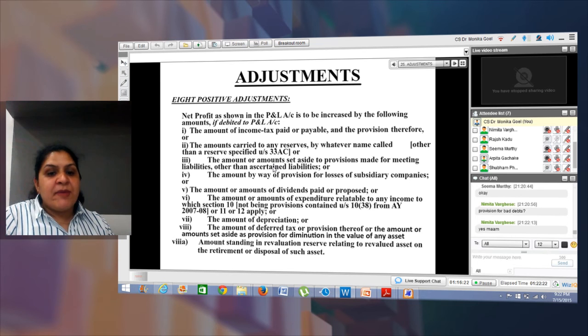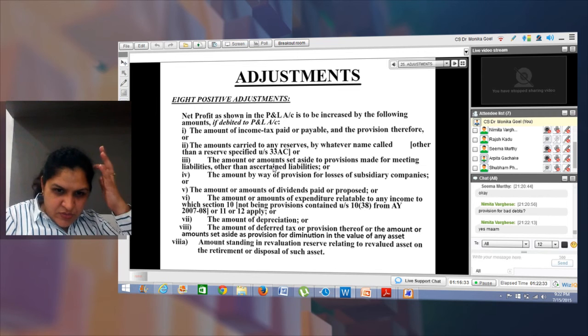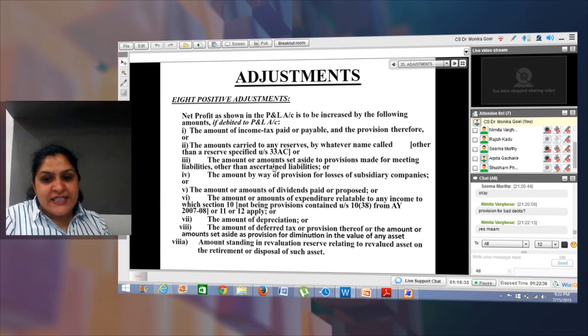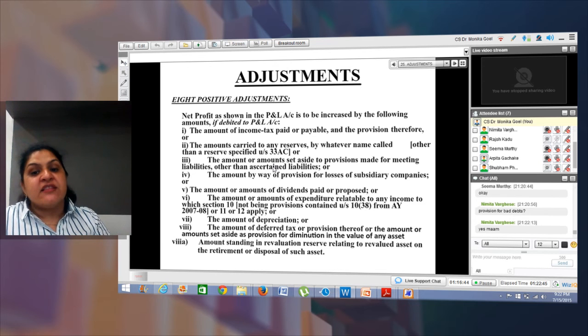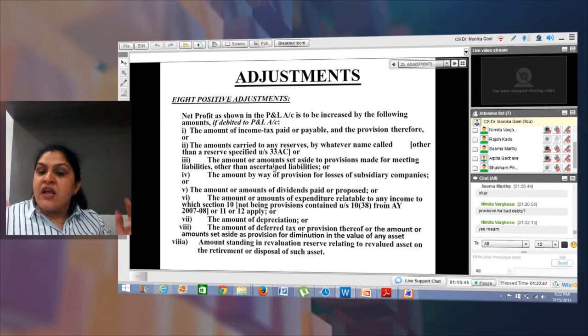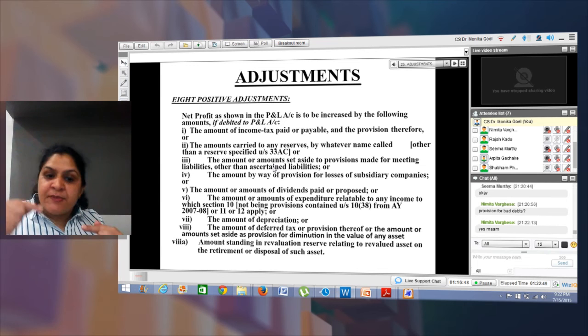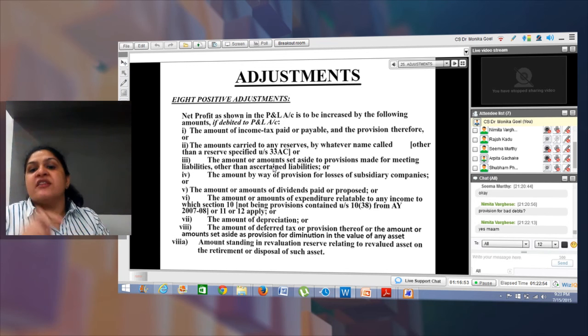So then an amendment was made. And a new clause number 8 was added, which said, no, just one second, not clause number 8, there was one more clause number 8 only, which says that the amount of deferred tax or provision thereof, or amount set aside as provision for diminution in the value of any asset. Now this provision for bad debts is a provision which has been created as a provision for diminution in the value of any asset.